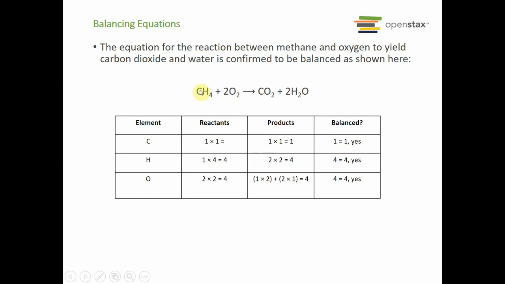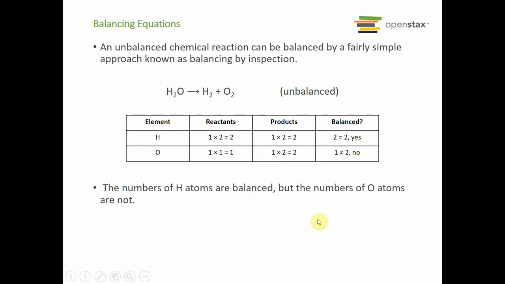In the products, it's one carbon atom, there are these two oxygen atoms and these two oxygen atoms, so there are 4, and the hydrogen comes from here. There are 4 of those. So does 1 equal 1? Yes. Does 4 equal 4? Yes. Does 4 equal 4? Yes. So the equation is balanced.